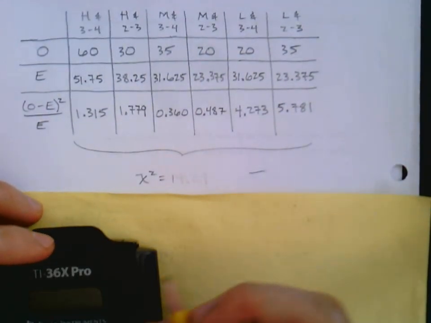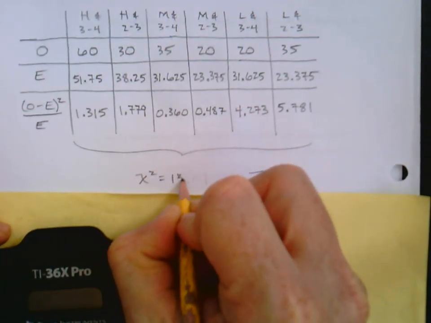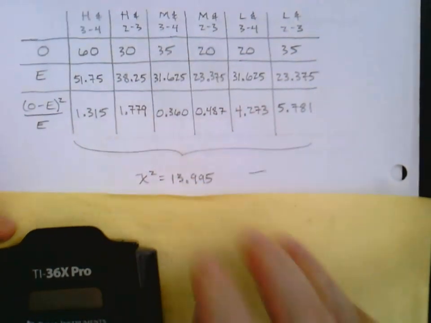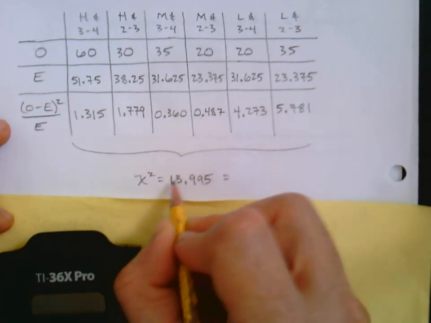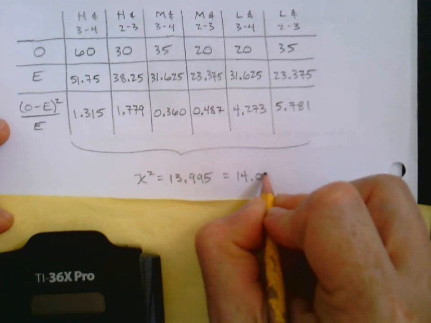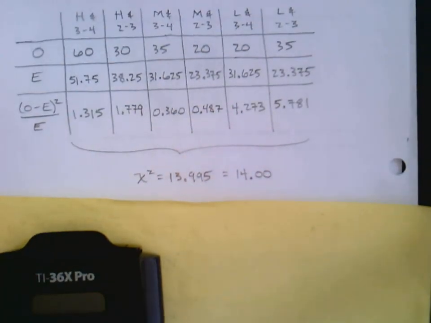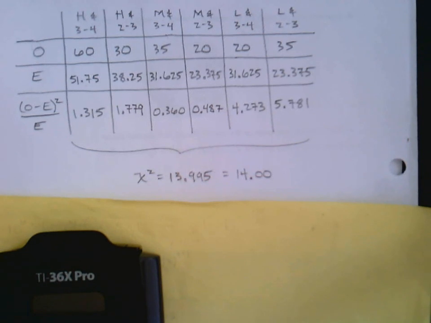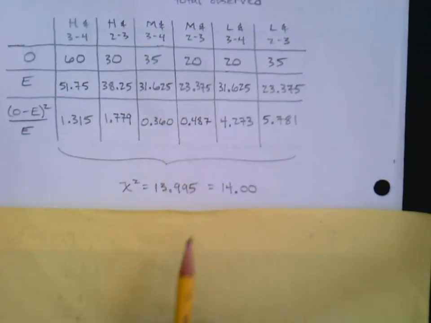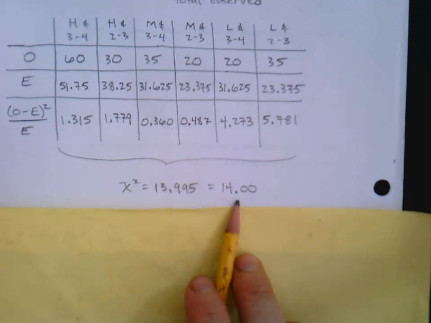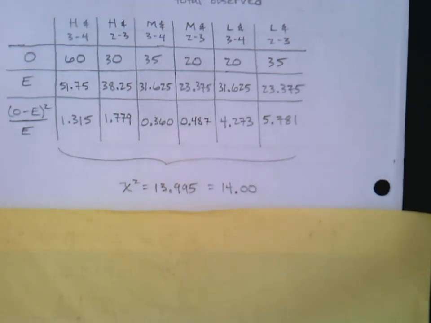I got 13.995, or if you rounded it, it would just be 14.00. I had 14.01 there a moment ago, so probably won't influence my final answer. Anyway, there's our test statistic here. It's a lot of work to get the test statistic in the test of independence.